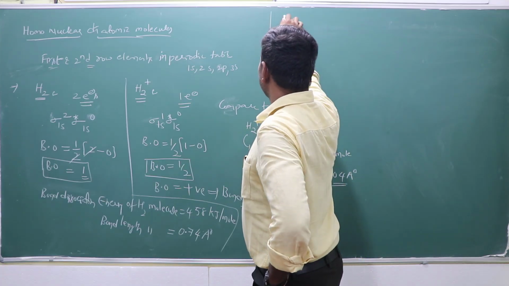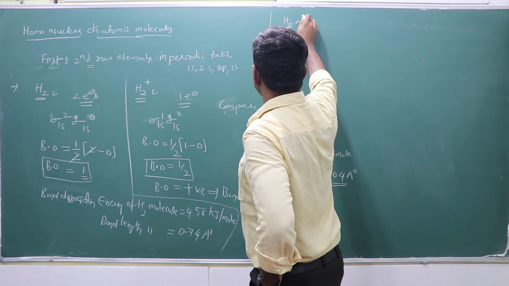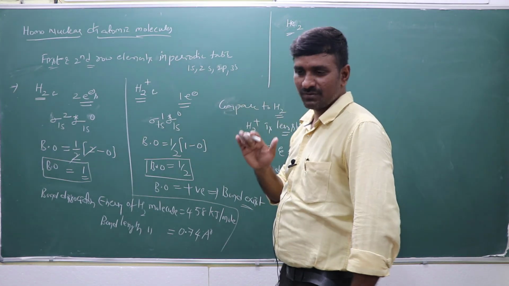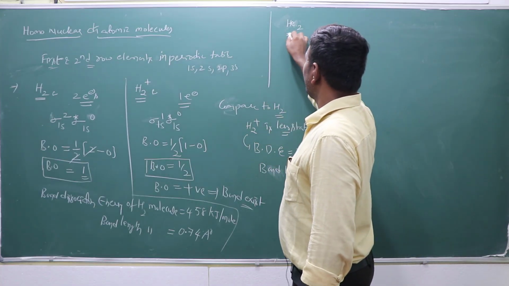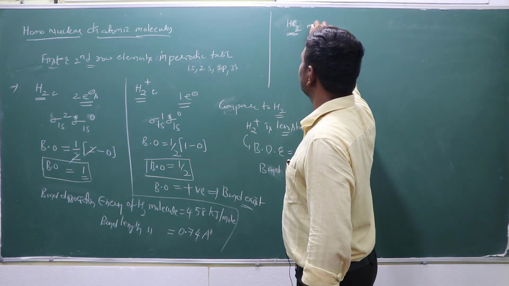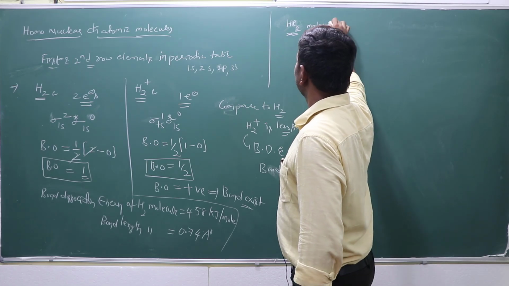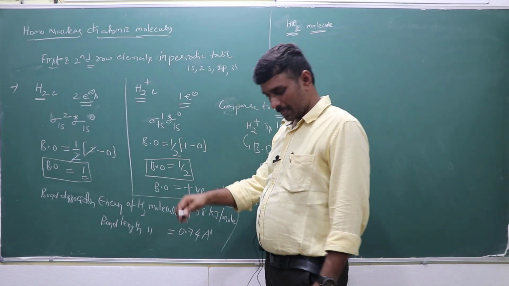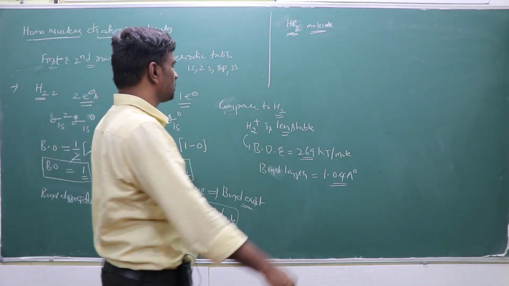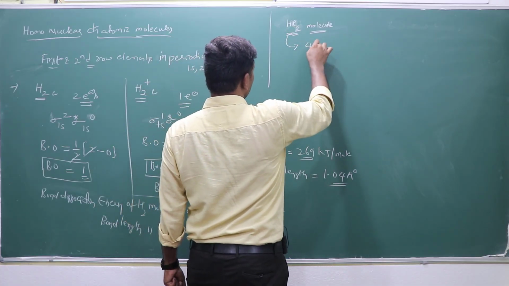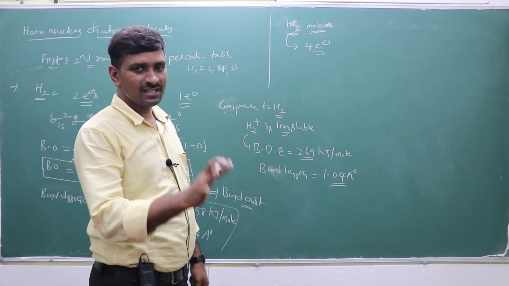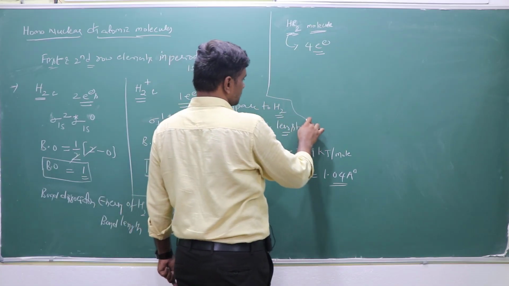Another homonuclear diatomic molecule of the first row elements is He2, helium 2. Hydrogen and helium are the two atoms in the first row of the periodic table. What will happen in the helium 2 molecule? How many electrons are there? Helium has atomic number 2, so 2 electrons, and there are 2 helium atoms. Total how many electrons? 4 electrons.